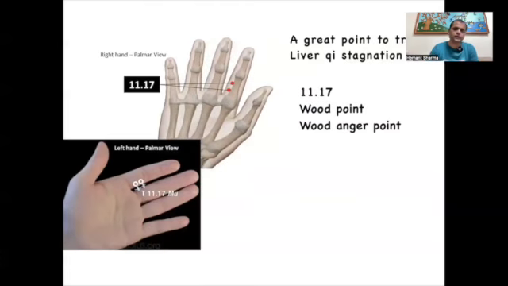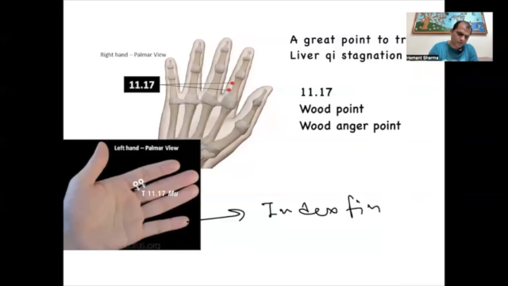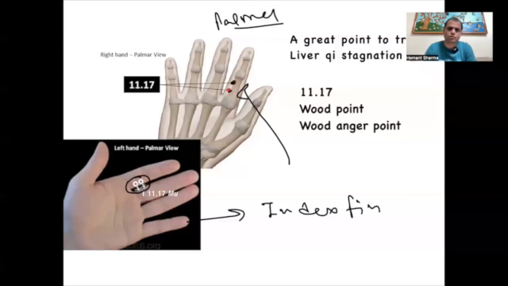If you look at the location of this point, you can see here. This point is located on the index finger. I will tell you how to locate it. In this image, on the border of the bone on the palmar side, this point is located toward the middle finger. This is called 11.17 or the Wood Anger point.